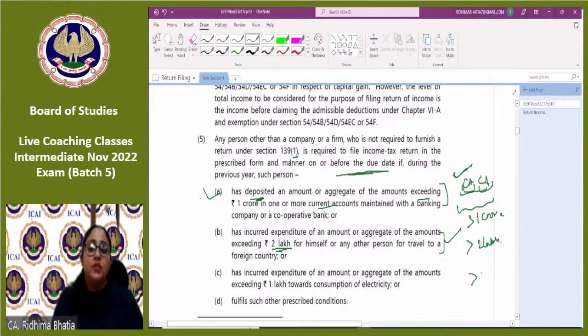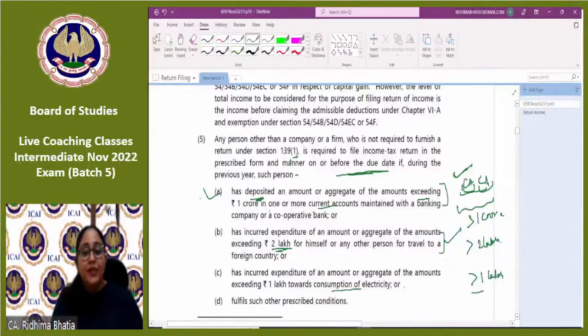Or if your electricity consumption during the year is more than 1 lakh. You must be thinking, ma'am, return of income and electricity consumption, what's the connection? Basically, if you are using so much energy, definitely you might be having some income and you're not showing it, maybe you're using power somewhere else, right? So the government says if you are spending on electricity for more than 1 lakh during the year, then you have to file the return of income.